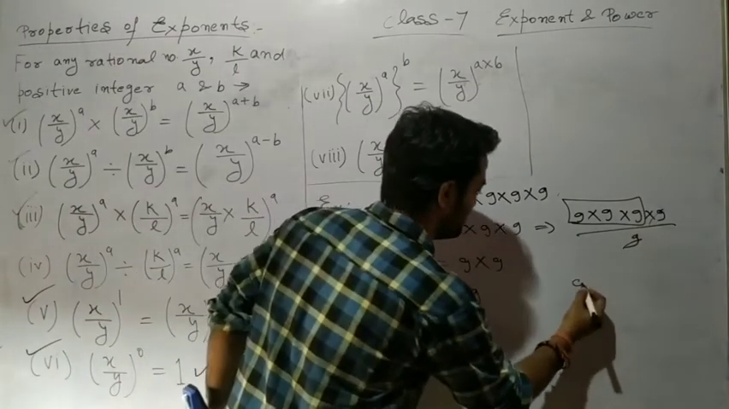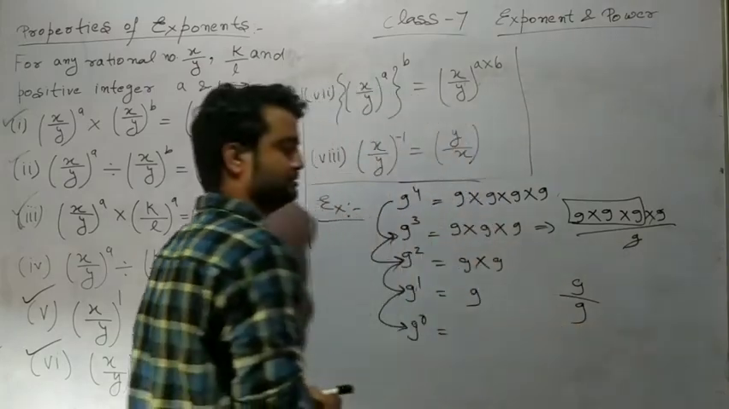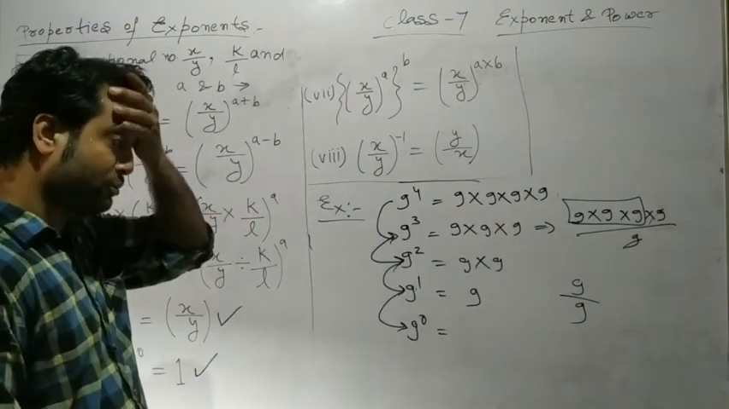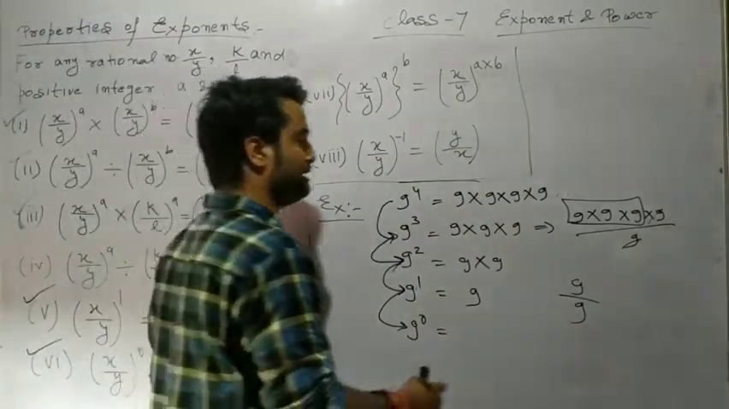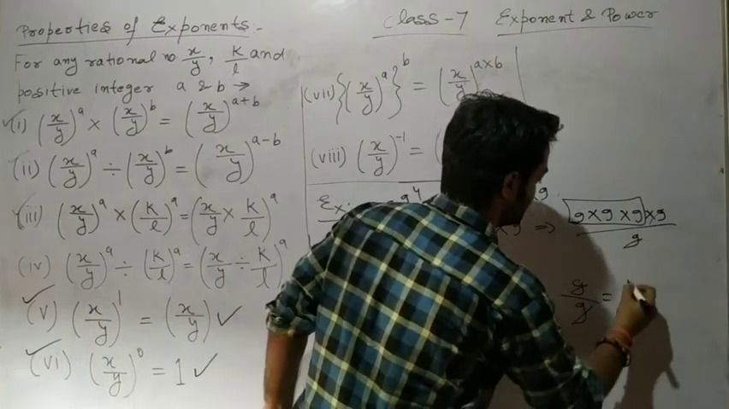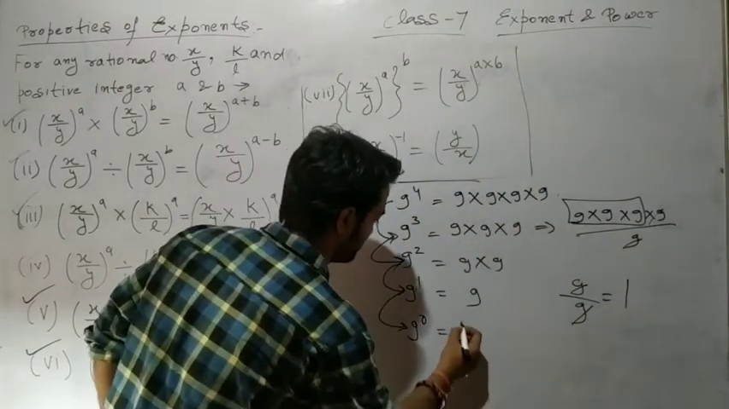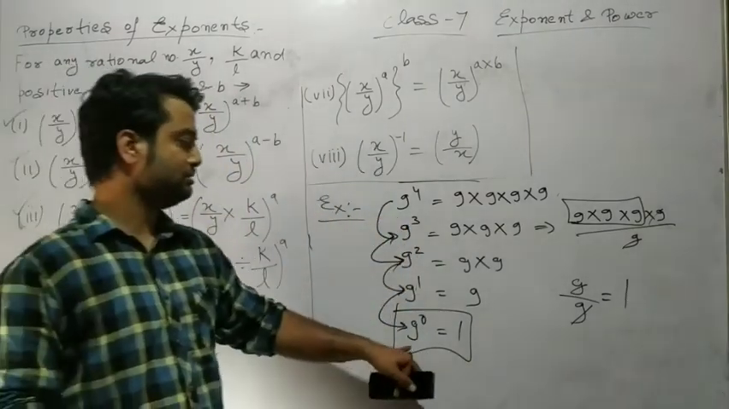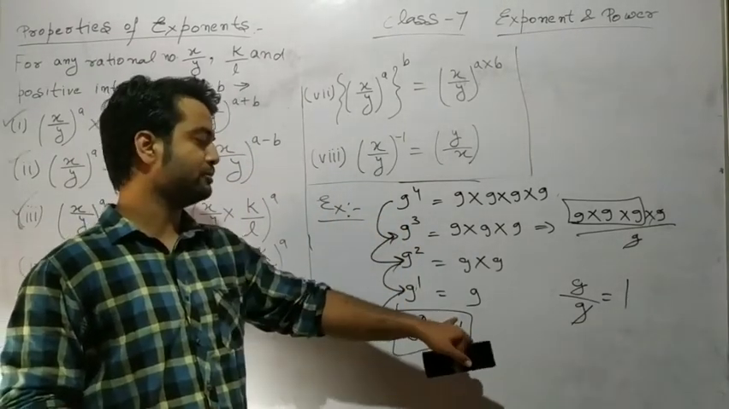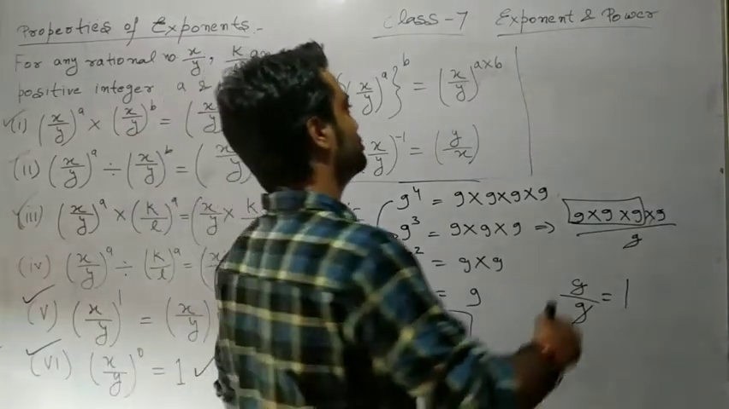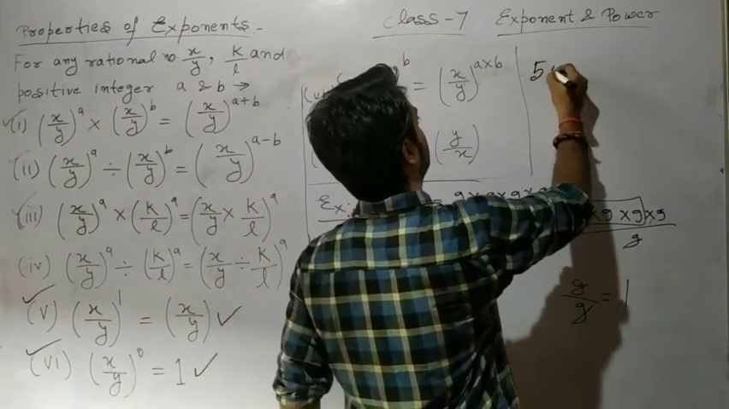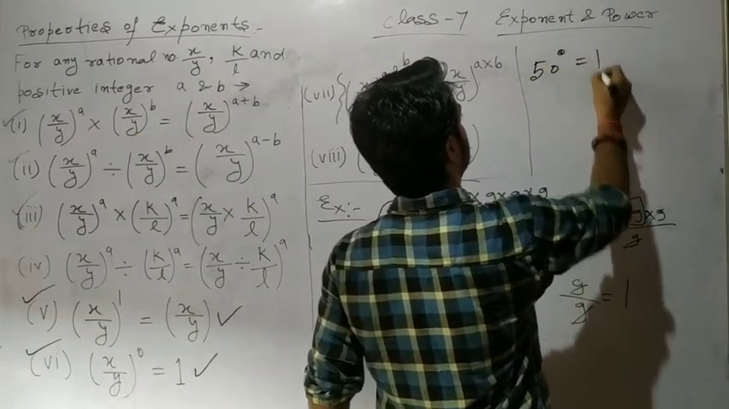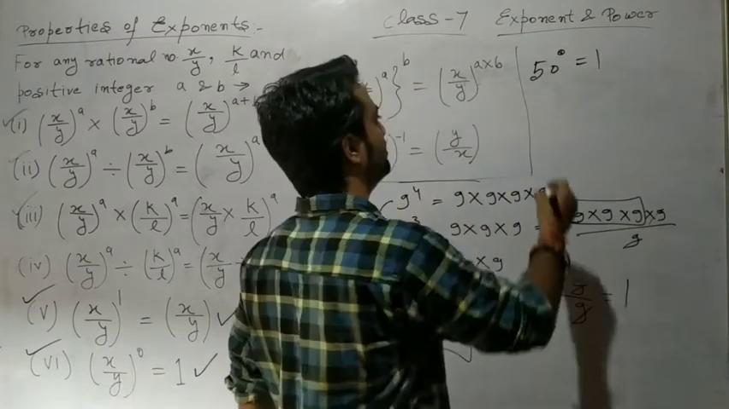On dividing 9 by 9, what will you get? Exactly, you won't get 0. 9 divided by 9 equals 1. So what is the answer? 1. So any rational number raised to the power 0 is 1. So 50 raised to the power 0 is 1.